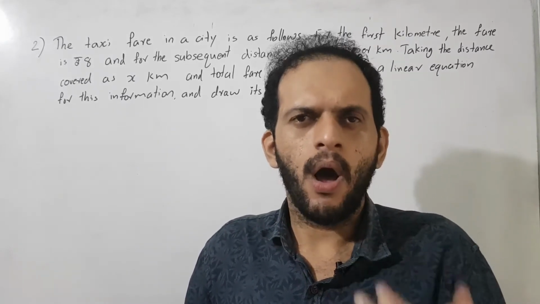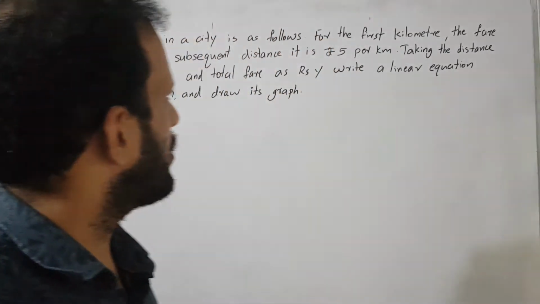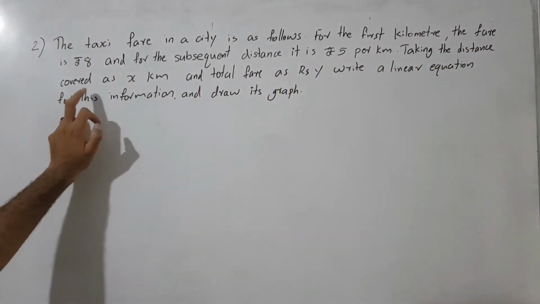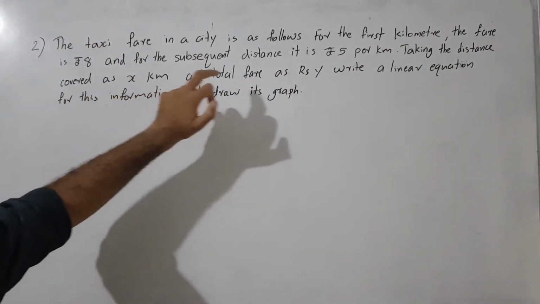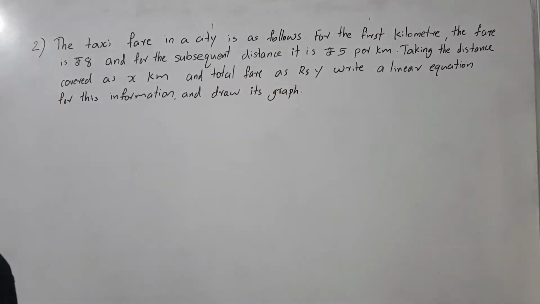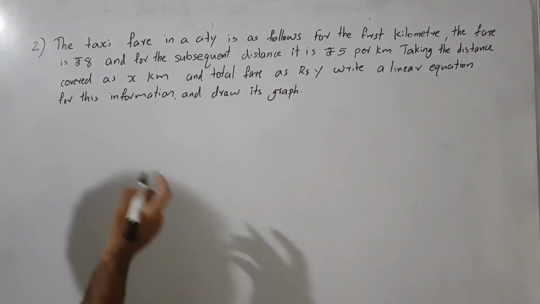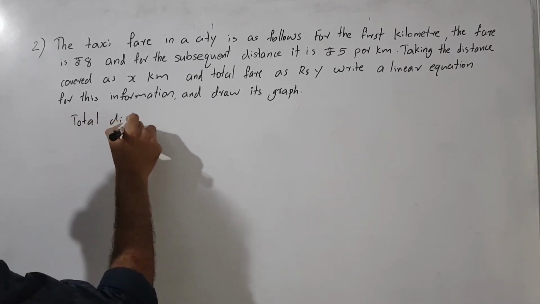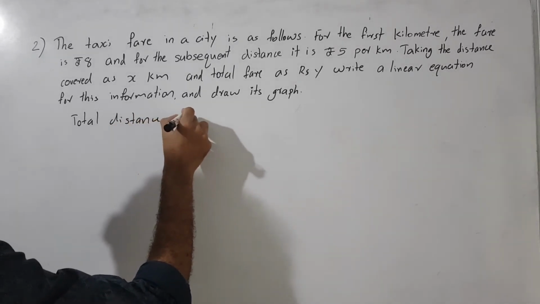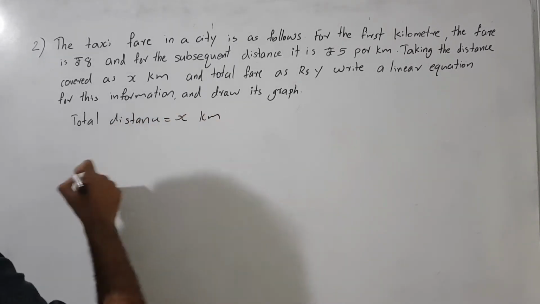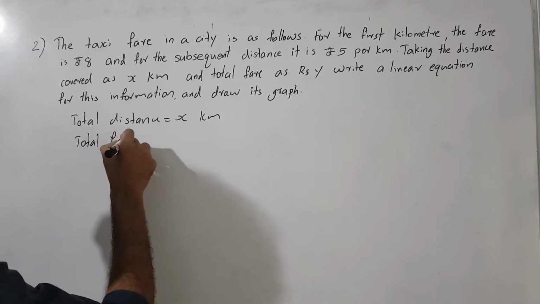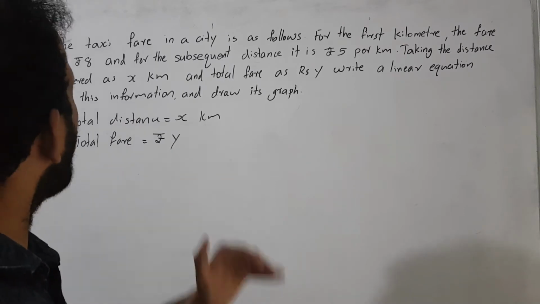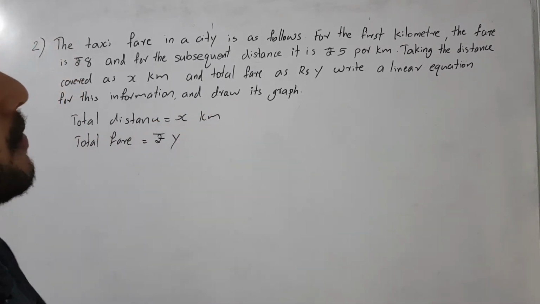Correct. So how do we start? What is given in the direction? What do we need to take? We need to take the distance covered. The total distance covered is equal to x and the total fare is equal to y. Okay, the total distance is given. Distance is equal to x kilometer and total fare is equal to ₹y. Correct. Okay, then what is next, what is the taxi fare in that city, and how do we pay the taxi fare in that city?